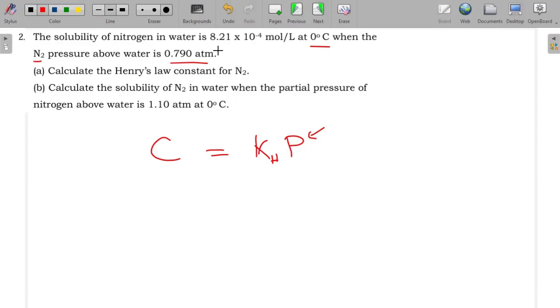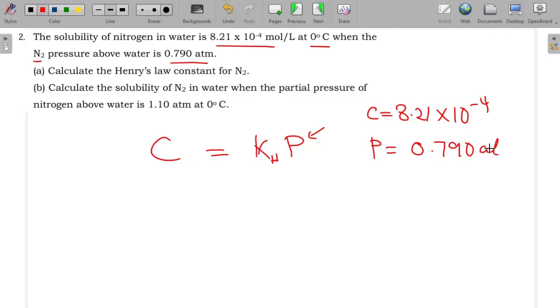In this case, we have been given that the solubility is this, so our C is just 8.21 multiplied by 10 to the power minus 4. The partial pressure, we've been told, is 0.790 atmospheres. So we just have to calculate the Henry's constant. We put these into the formula: 8.21 times 10 to the power minus 4 is equal to the Henry's constant multiplied by the partial pressure.